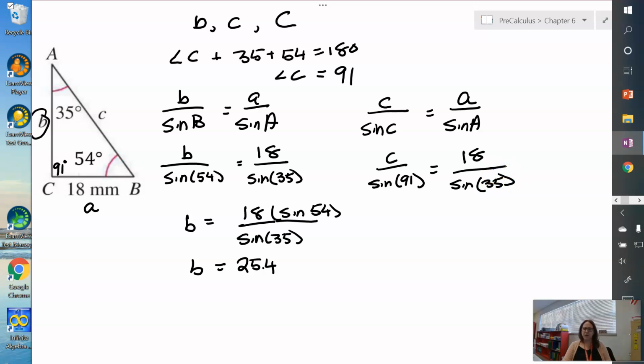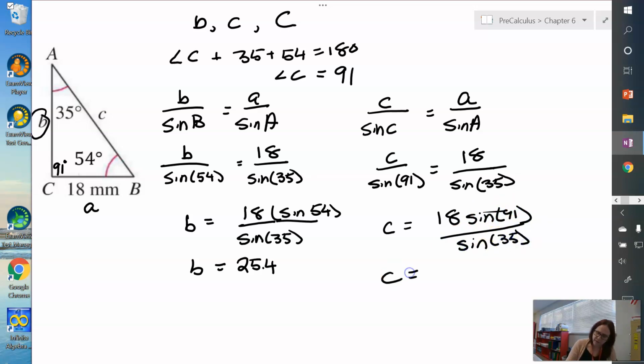And just like last time, you're going to multiply both sides by the sine. So little c is going to be 18 sine of 91 over sine of 35. So 18 times the sine of 91 divided by the sine of 35, and I get 31.4. And these are all millimeters.